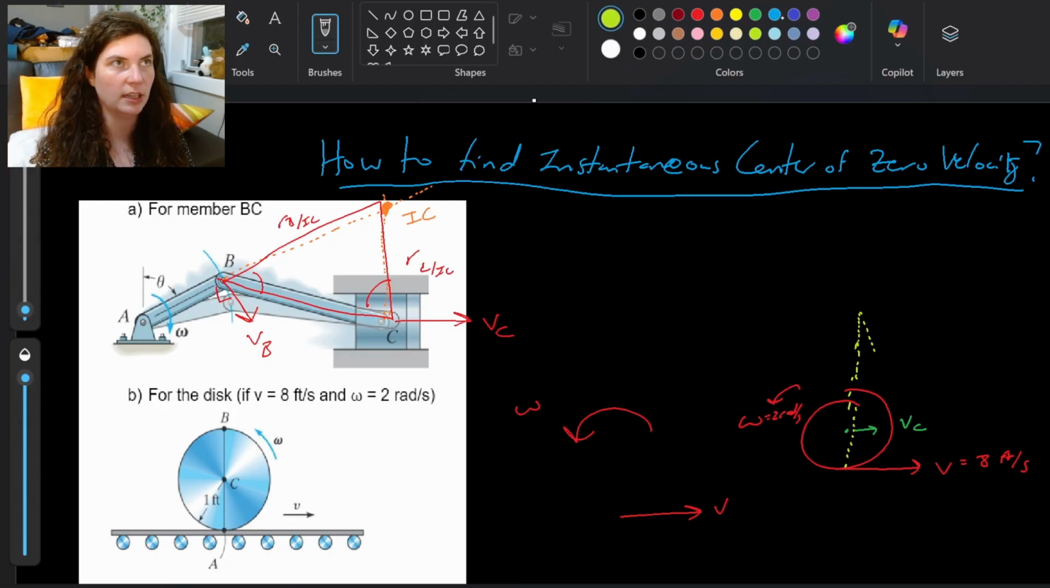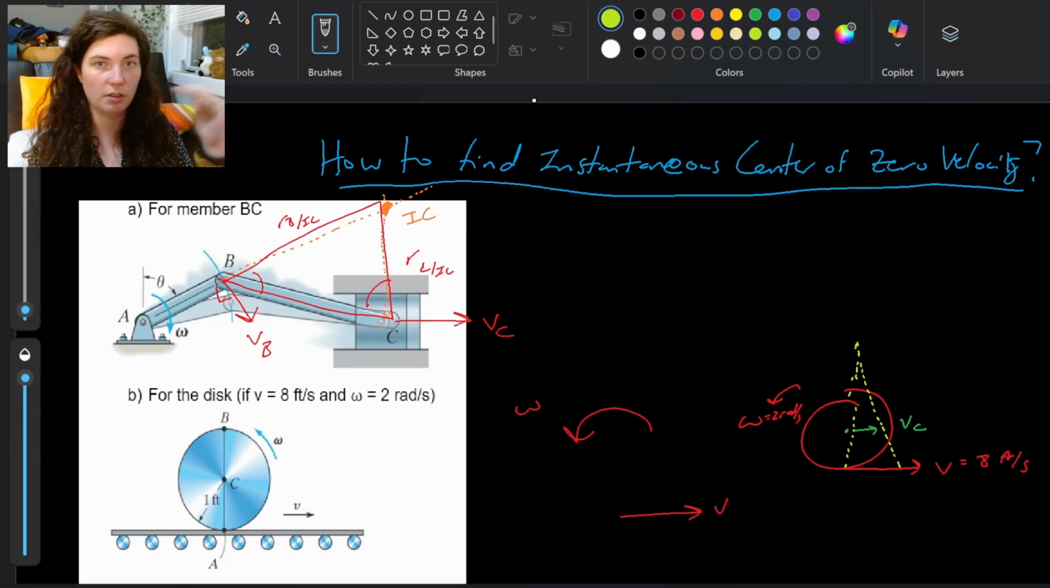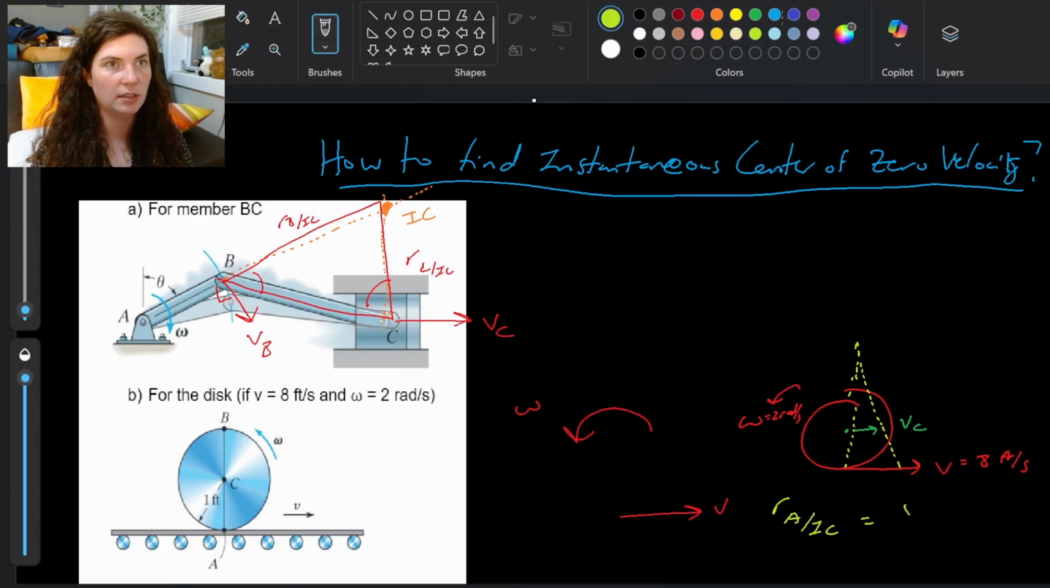It's not the best looking. I think I drew it a little bit too high. Something like that, maybe. And we can actually find the value of this length. We know it's perpendicular to those v's because all of the velocity is heading to the right. And we had this relationship, right? We said r of A with respect to IC is going to be v A over omega.